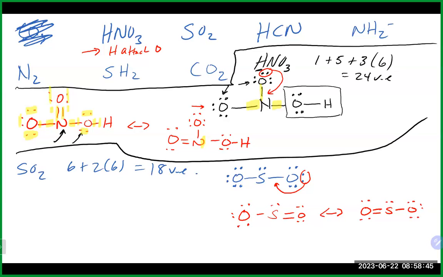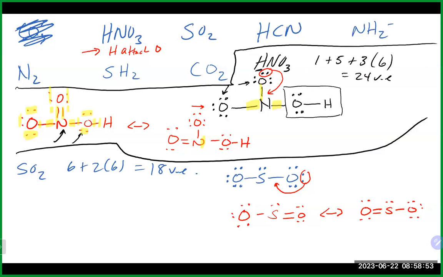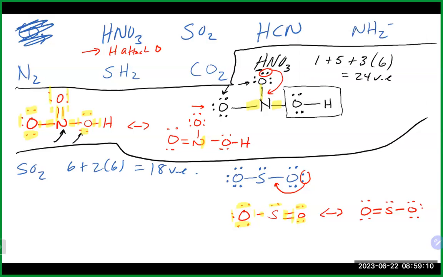And now in this situation, everybody will have 8 electrons around it. The sulfur here, again, 2, 4, 6, and 8. This oxygen, 2, 4, 6, and 8. This oxygen, 2, 4, 6, and 8 as well. So again, we meet the octet rule here by making the double bond in this situation. Any questions on that one there?